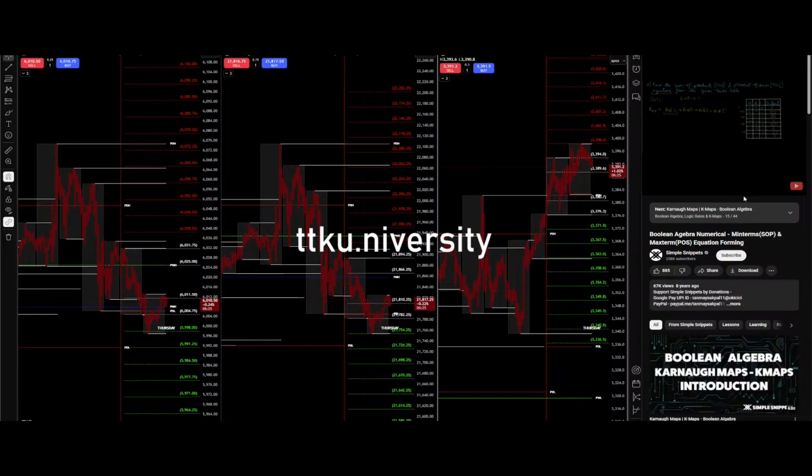Now we know the SOPs are denoted as small m with their positional value. So this function can also be written as summation of, since it is a sum of products, so we need to take a summation m1, comma, m2, comma, m4 and m6. Or it can be simply written as summation of 1, 2, 4, 6. So these are the three different types in which you can represent this SOP equation.